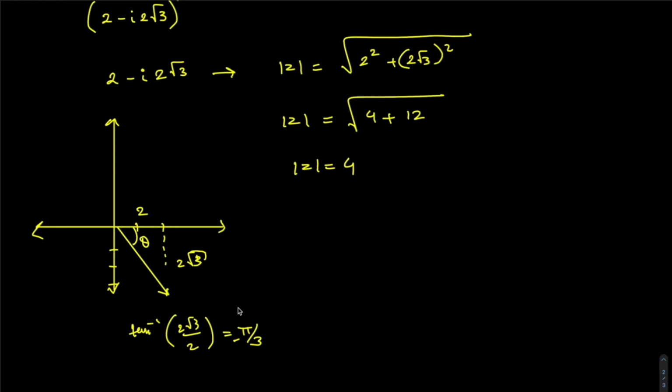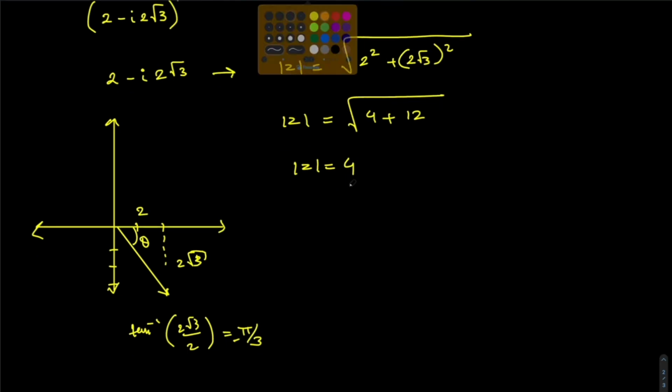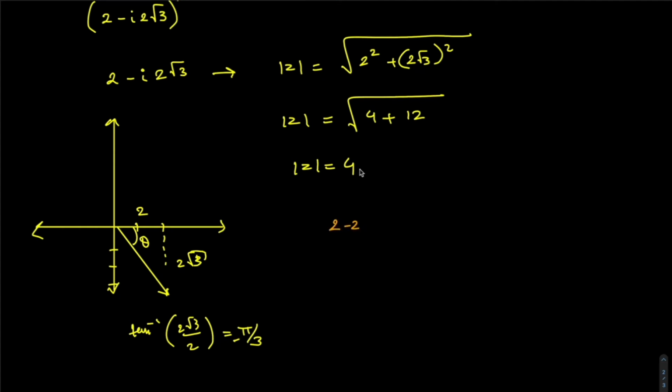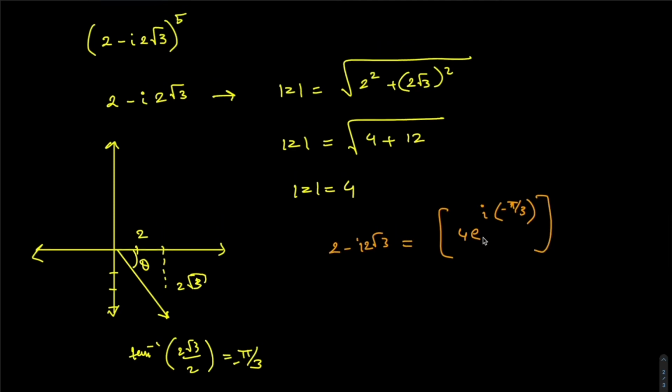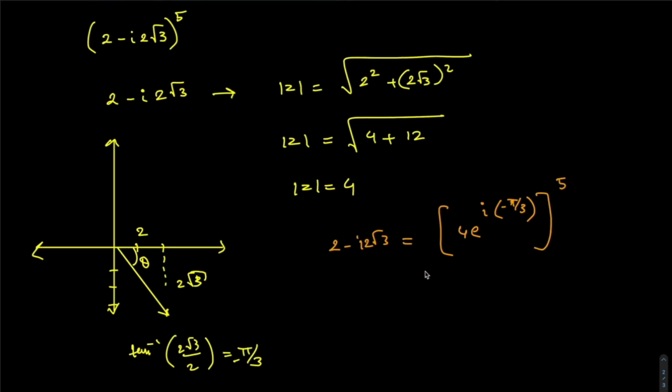I'm not going to explain again how I did this in detail because I've done it in my previous videos. So I have my angle right here as well, so I can condense this. I'll take a new color, orange, and I'll write 2 minus, I always forget the iota, 2 minus i 2 root 3 can be written as 4e raised to the power i minus pi by 3. And now I'm going to raise it to the power 5, which was already there.